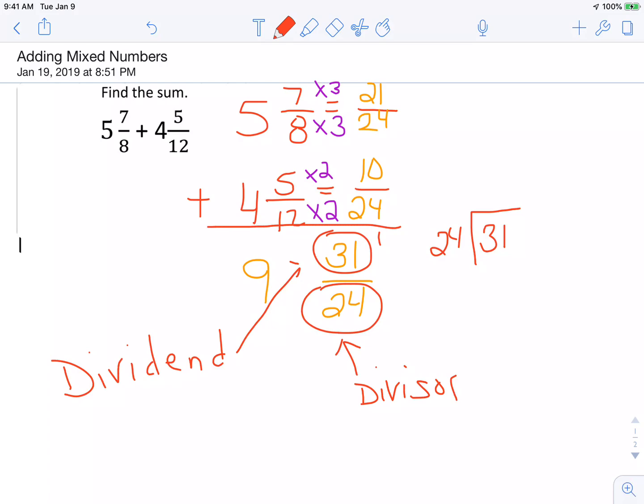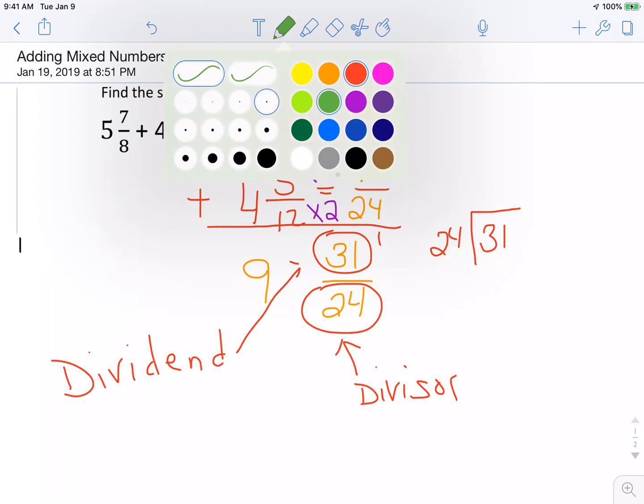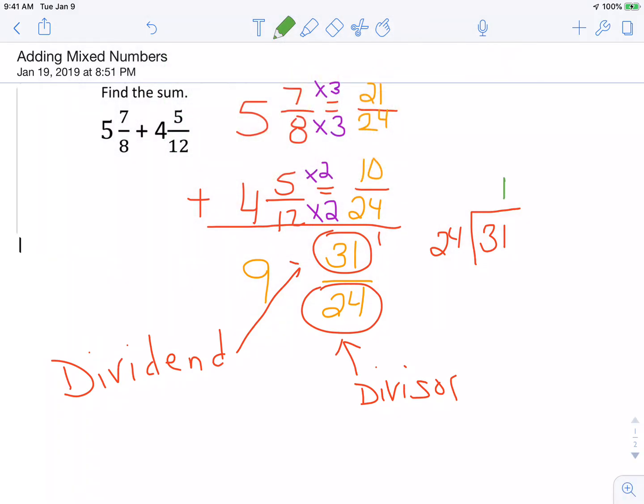So how many times does 24 go into 31? Well, it goes in one time, with a remainder of 7. And in this case, all you do is you take your 7 and put over 24.